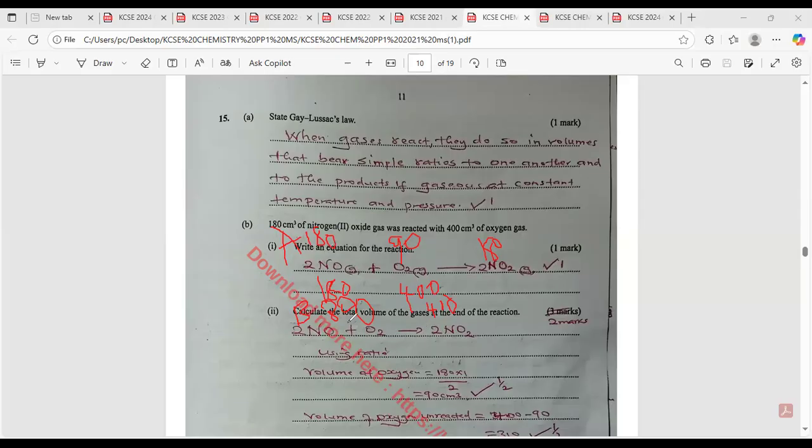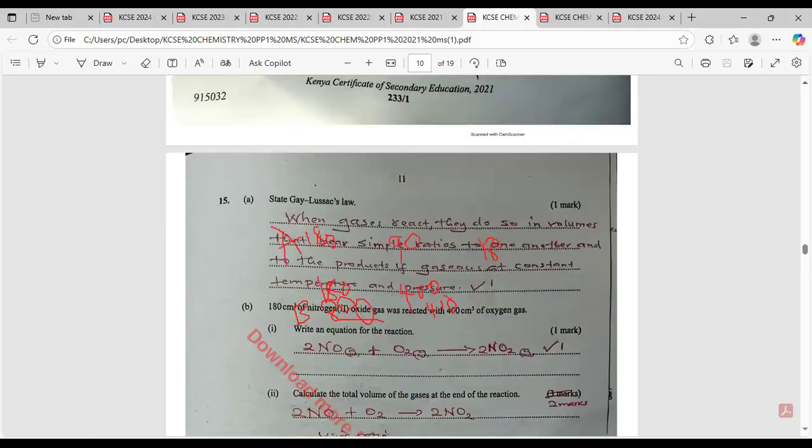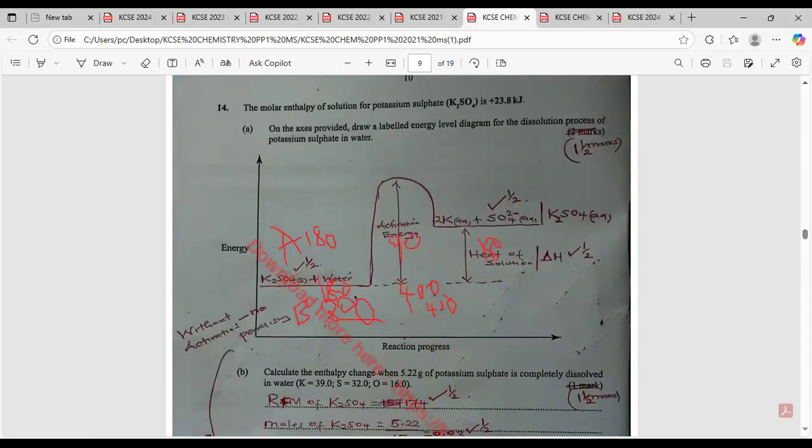So, when we are asked to calculate the total volume, you underline the term total volume. The total volume will be first, out of the 400 of oxygen provided, we are only using 90. So out of the 400, 310 will be unreacted. So the total volume will be 310 plus 180 because we have 180 of nitrogen 4 which is being formed. It will give us 490. So those are 3 marks.